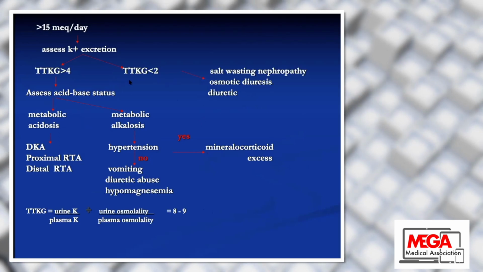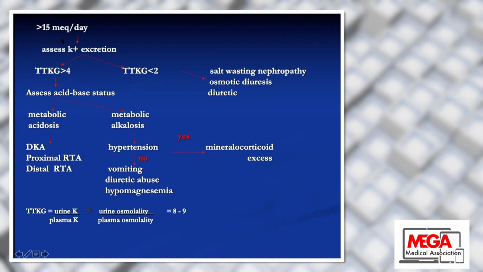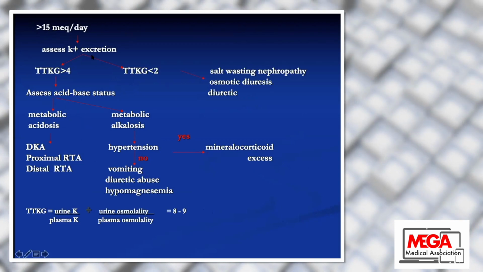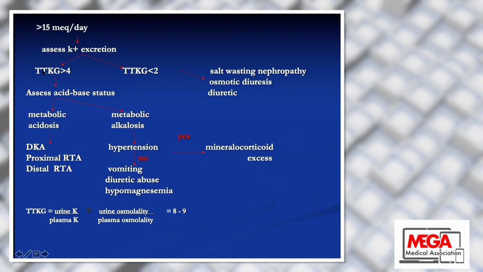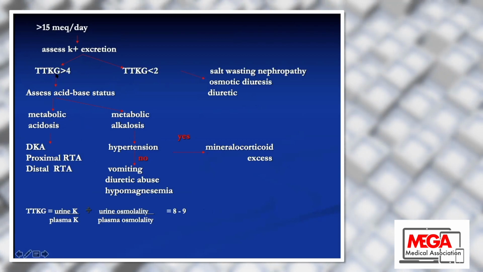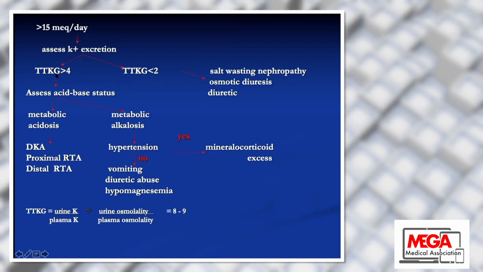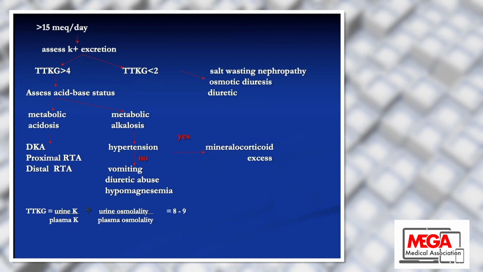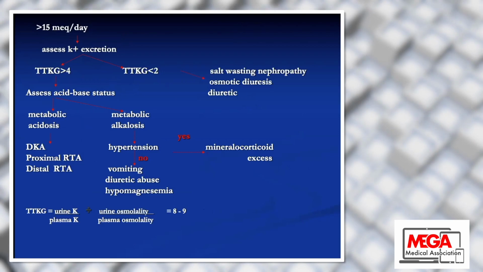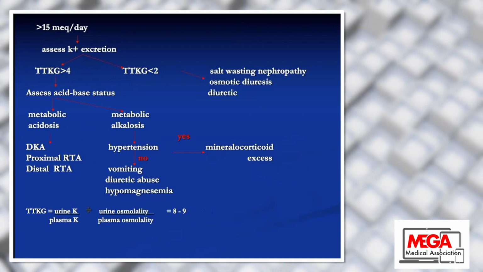If potassium excretion is greater than 15 milliequivalent per day, we will assess potassium excretion through the Trans-Tubular potassium gradient, which is the TTKG. The Trans-Tubular potassium gradient is to estimate the ratio of potassium in the lumen of the collecting duct to that in the peritubular capillaries.